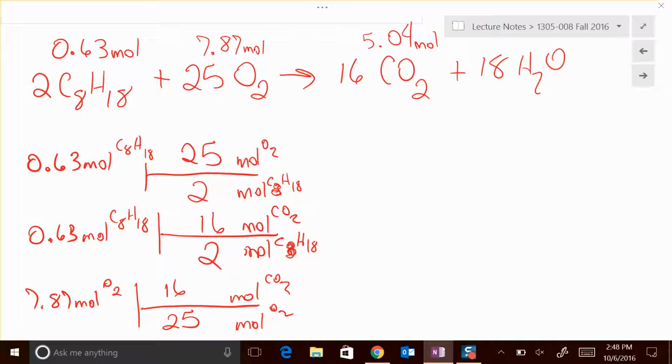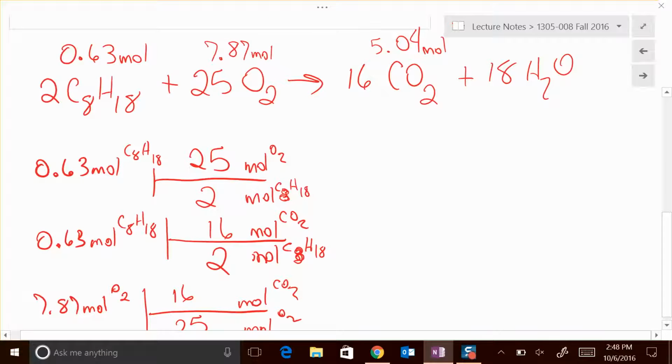How many moles of water are produced? And you can use any of these 3 numbers to determine that. I could use 0.63 moles of C8H18 or 7.87 moles of O2 or 5.04 moles of CO2. And I will find the same answer. Okay? So, how many moles of H2O? Go ahead. How many is it? How many moles of H2O are produced? You have 3 choices. Doesn't matter. They'll all be the exact same answer.